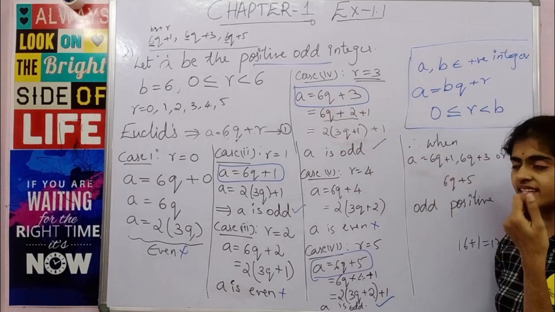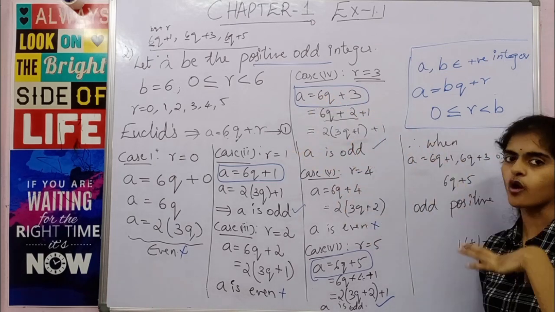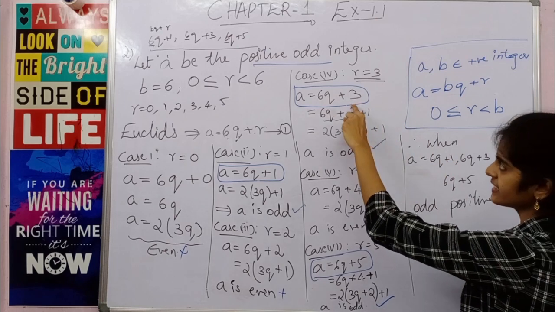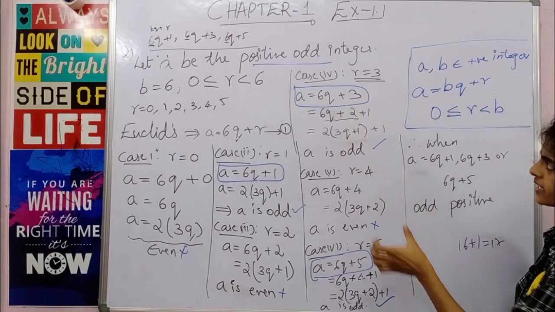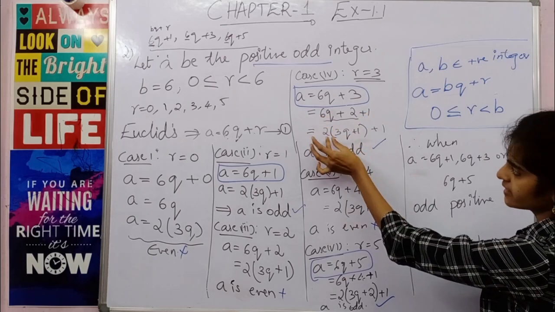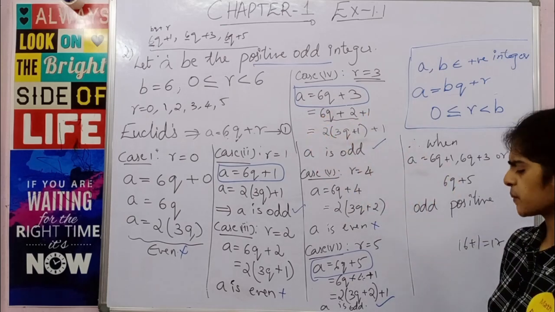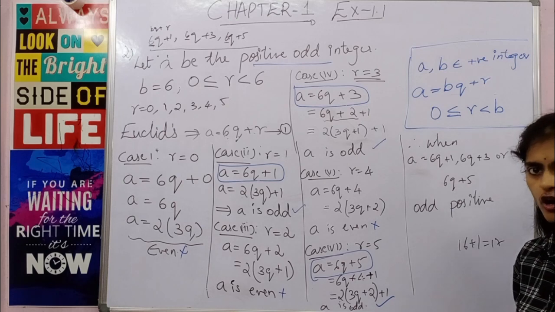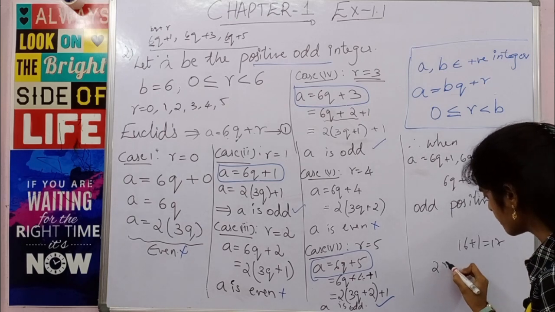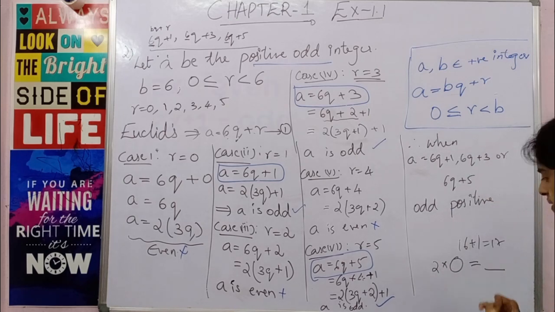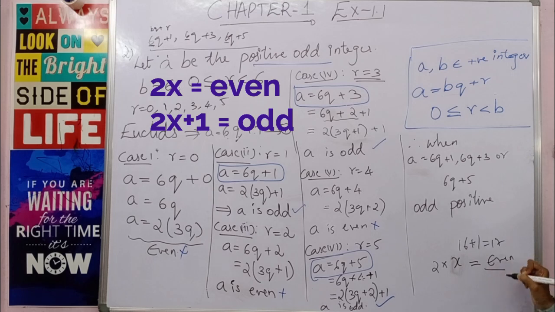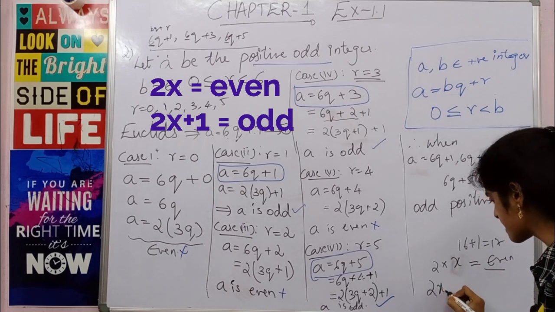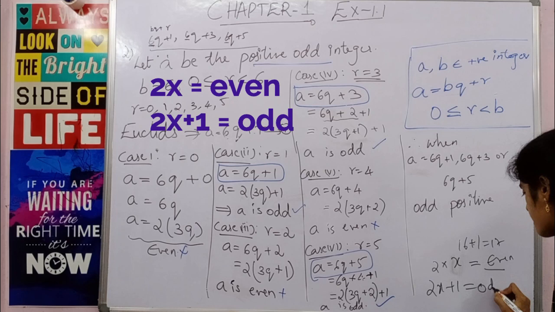We should know whether the number is even or odd. For that, I have taken this as 2 plus 1, 3, and written it as 2 plus 1. From these two terms I have taken 2 common, because any number written as 2 into something will definitely be even. If you take 2 into x, this will be even. The same thing, if you take 2x plus 1, this will be odd, right?